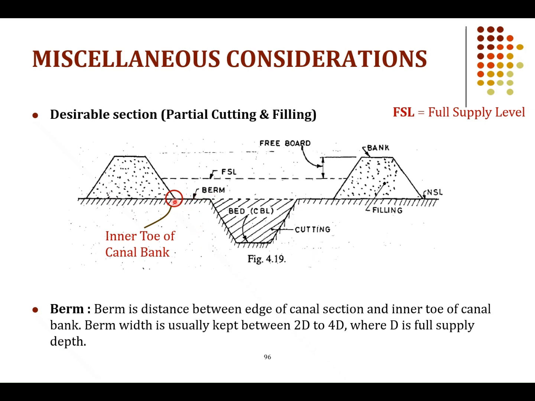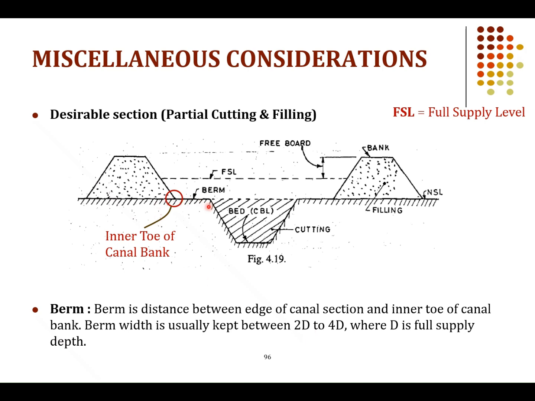Now this horizontal part, which is called the berm, has a few benefits. Let me read the definition. Berm is the distance between the edge of the canal section, right here, and the inner toe of the canal bank. Right here is the inner toe of the canal bank. So this part is the berm. Berm width is usually kept 2 times the depth to 4 times the depth, where D is the full supply depth. So this right here, FSL, is called the full supply depth. So 2D to 4D.